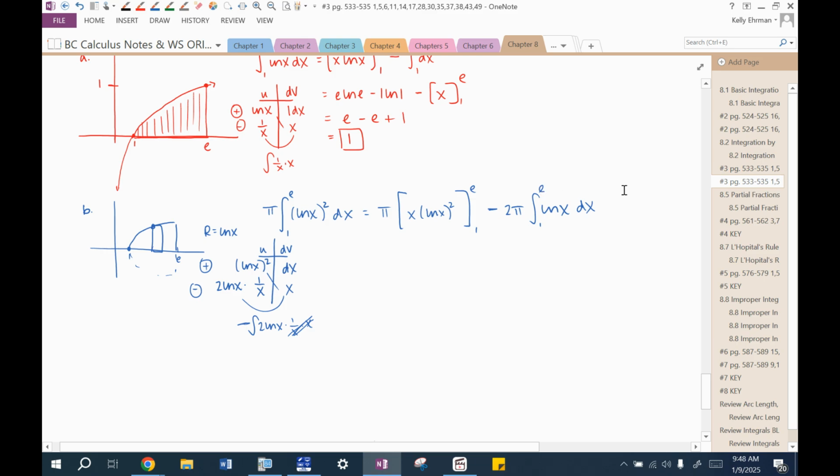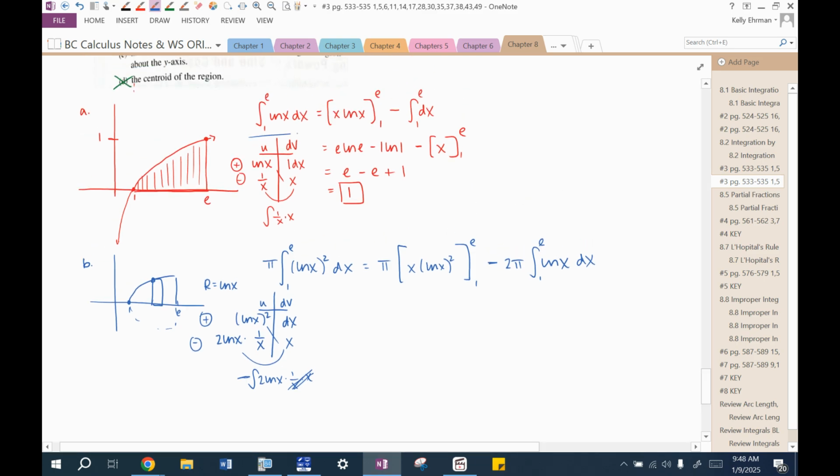I'm going to use a shortcut here because we just did this. We just figured out what this answer was for this part. It's 1. So that's kind of nice. So pi times e times ln e squared minus 1 times 0 squared, minus 2 pi times 1. That's pi times e minus pi minus 2 pi. I'm getting pi e minus 3 pi.